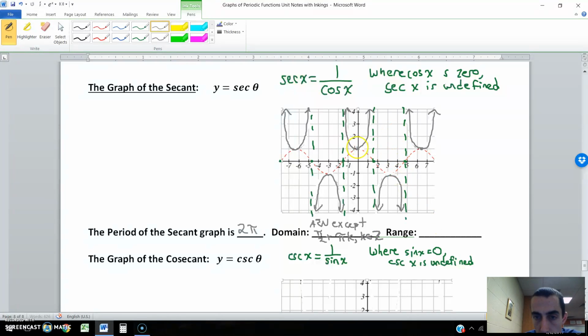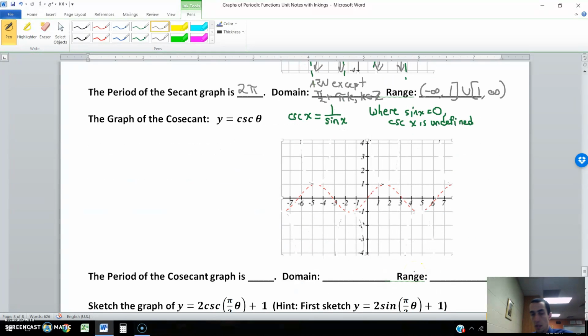Now the range. There aren't any y values in between 1 and -1 for our graph. The only y values start at 1 and then go up forever, and then start at -1 and go forever down. So these y values for the range include negative infinity to -1. And since it includes -1, we need to draw a bracket there. And starting at 1 and going up towards infinity.